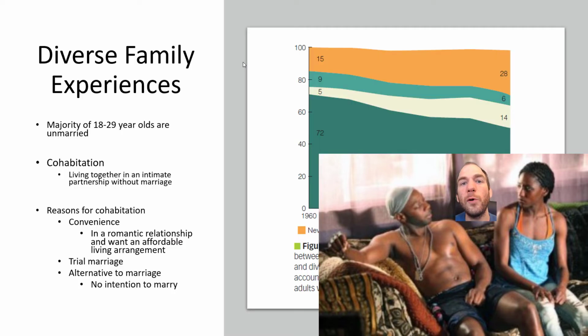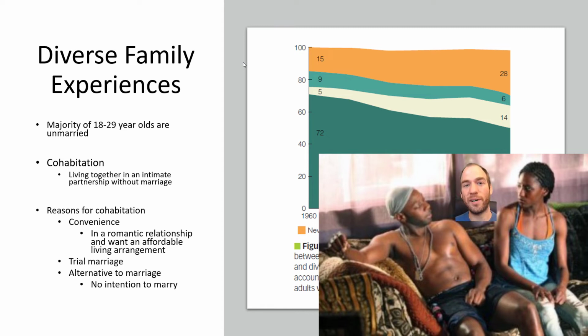Now, I mentioned cohabitation, but let's go ahead and define cohabitation. It can be defined as living together in an intimate partnership without marriage. Reasons for cohabitation: convenience. In a romantic relationship and want an affordable living arrangement, trial marriage, or an alternative to marriage with no intention to marry. So, straightforward here. Convenience: rents are very high. So living together but not being married yet, either not being ready for marriage, or as an alternative to marriage, or no intention to marry, but still, hey, I'm in this committed relationship. I'm not going to live separately because rents are too high.